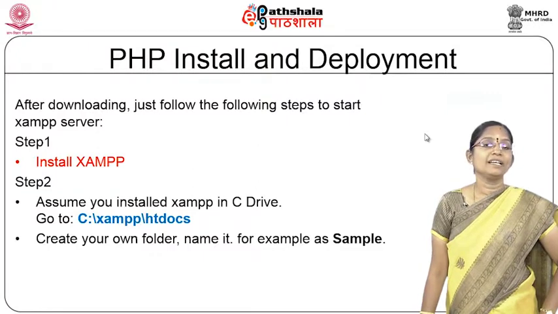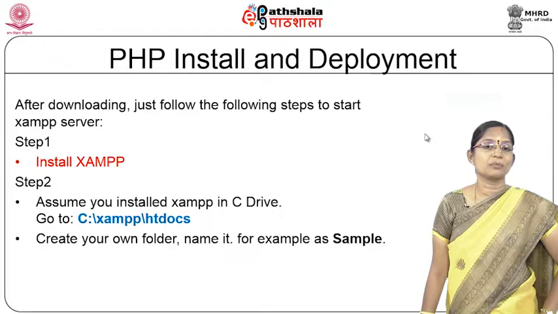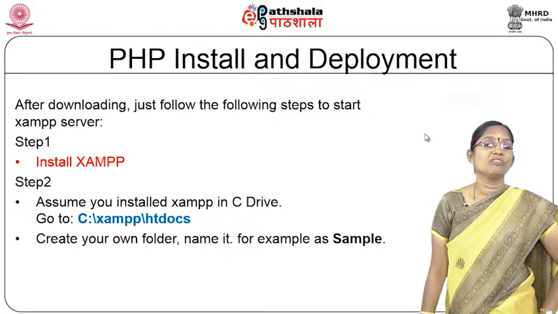So step 1 is installing the XAMPP server. Once you press install, let me assume that you have installed the XAMPP server in the C drive. Then you have to go to the folder called C:\xampp, because htdocs would have been created inside the XAMPP folder. So we have to move on to that folder.